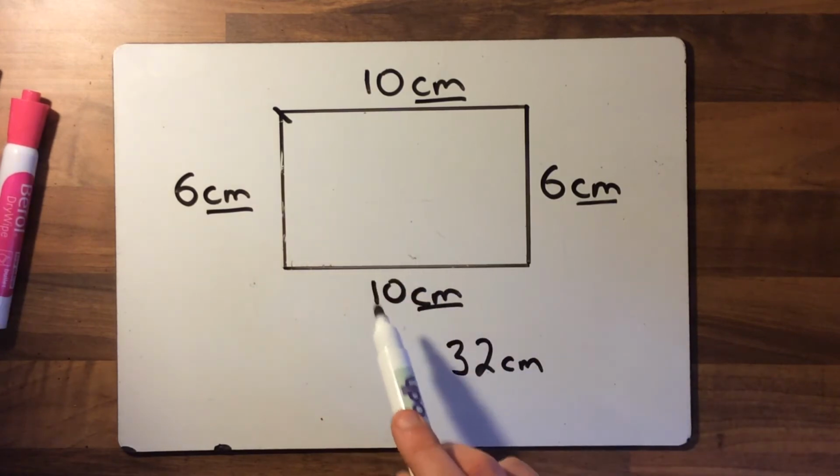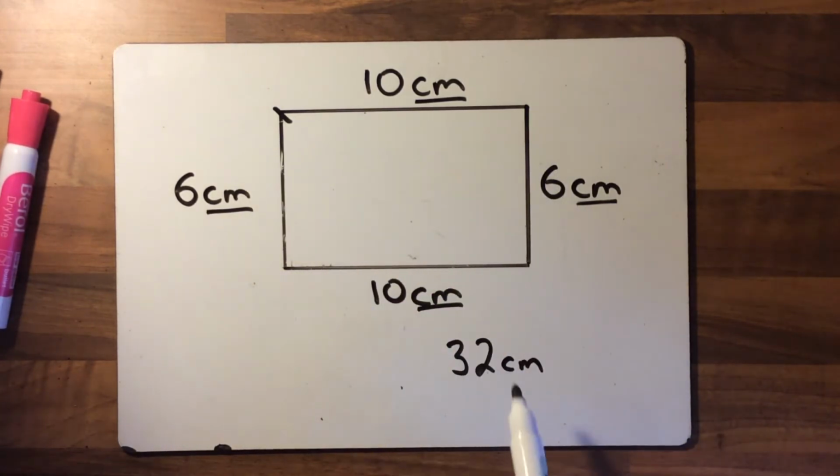We know that the perimeter of this is 32 centimetres. If you don't put your unit of measurement, then we don't know whether it's 32 miles, 32 kilometres, 32 millimetres. So it's really crucial that you remember to put in that unit of measurement as well.